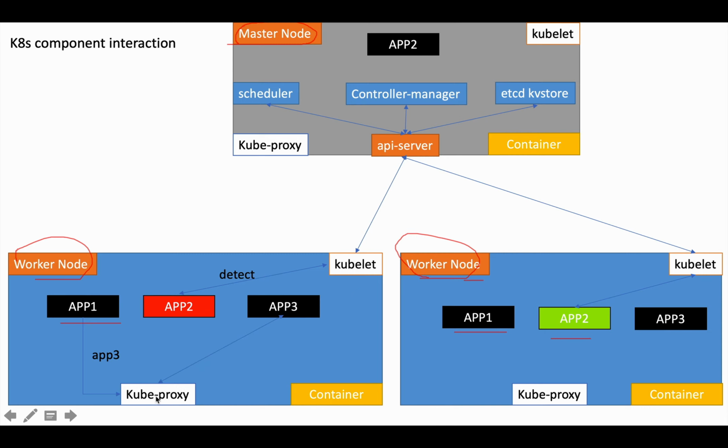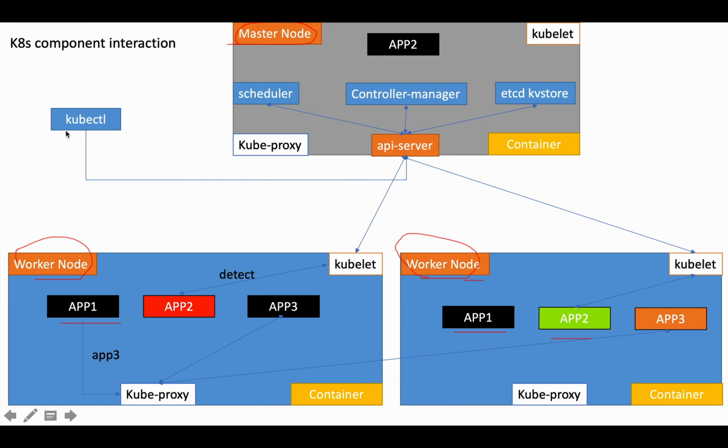The kube proxy guard knows the address and location of the apps. So he knows that app 3 is located in both workload A and workload B. So now F1 can access F3 and know the exact address.